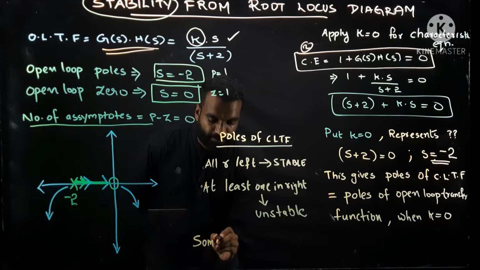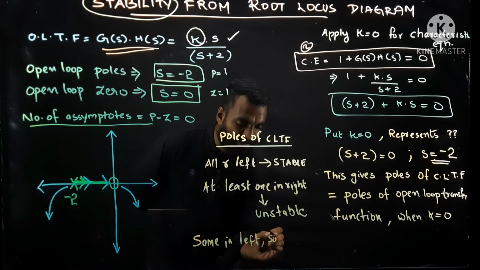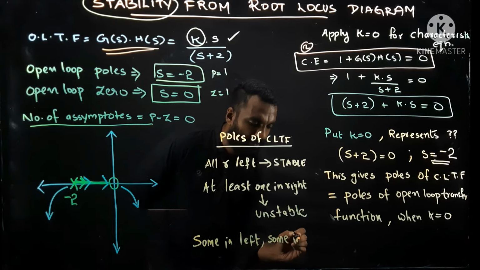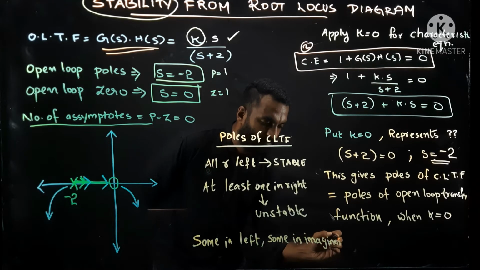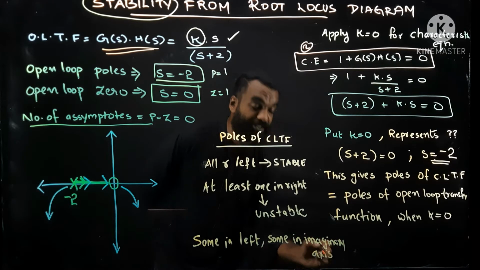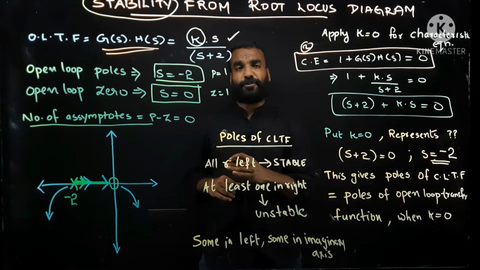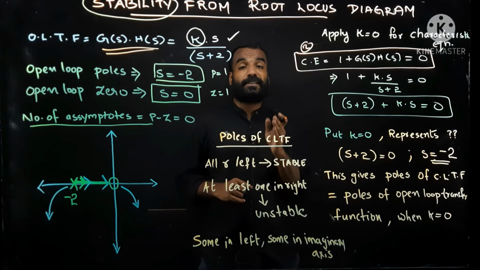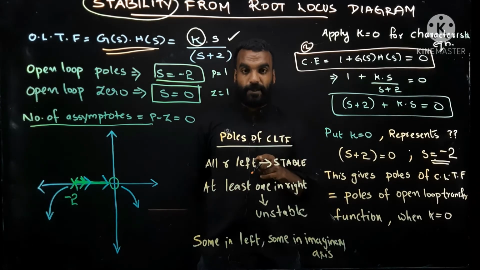Some in left and some in imaginary axis. What is the condition? The third point: some poles are there in left, but still some of the poles are there on the imaginary axis. Then the system is marginally stable.